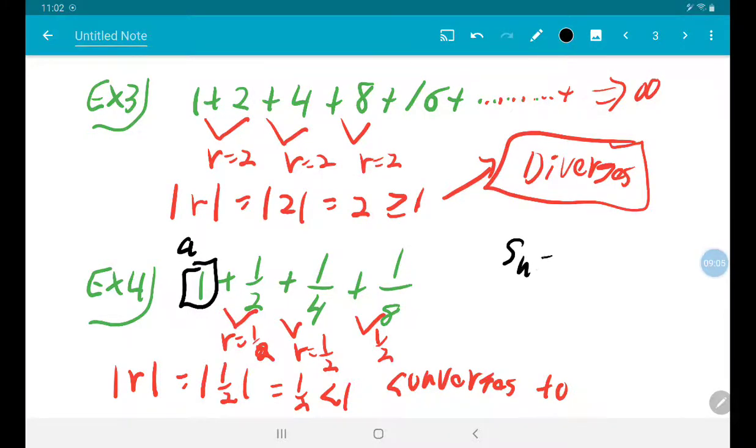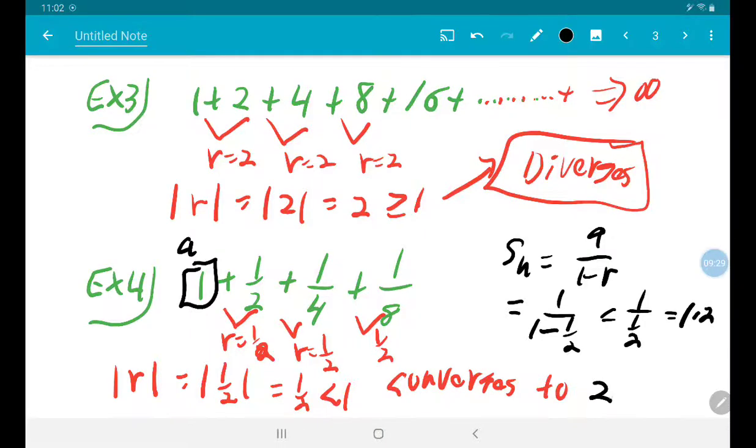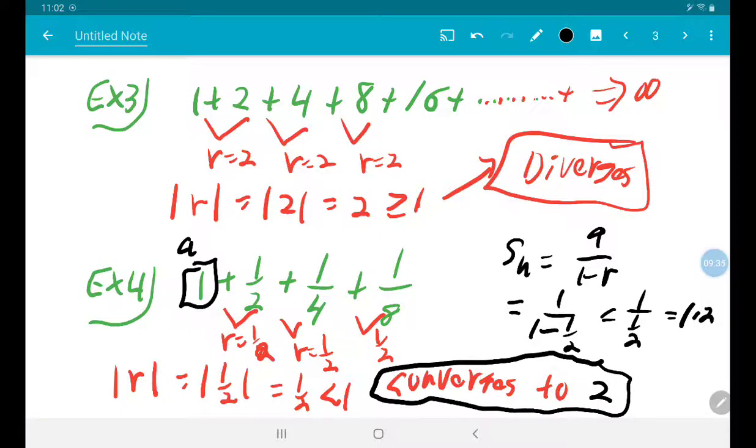So my sum of n terms is a over 1 minus r, which is 1 over 1 minus, and my ratio is half, which makes 1 over half. And when you take 1 and divide it by a half, it's the same as multiplying by the reciprocal 2. So it's really 1 times 2, or 2. So in other words, if I were to keep adding on terms here, it's going to get no larger than 2.